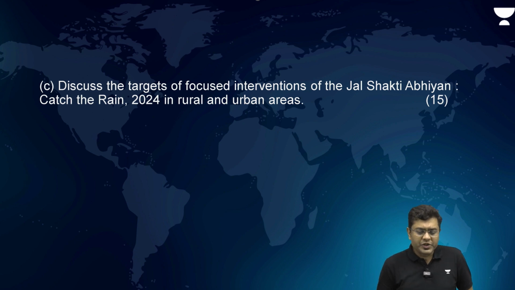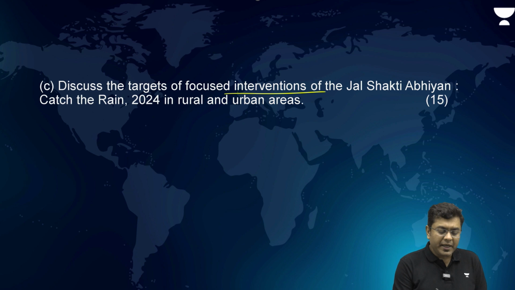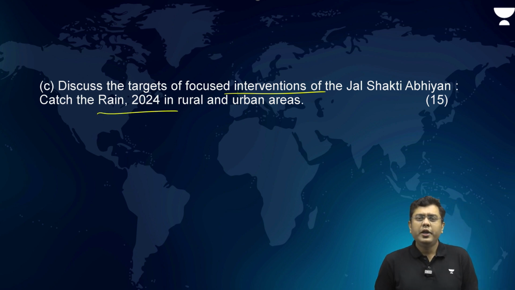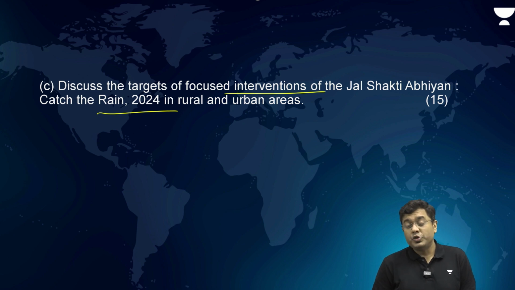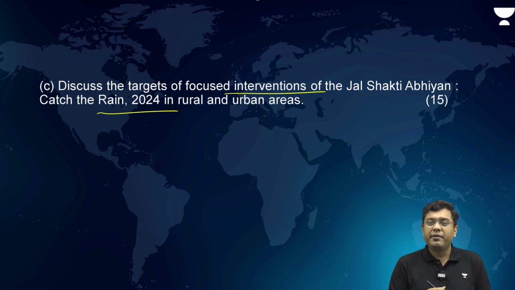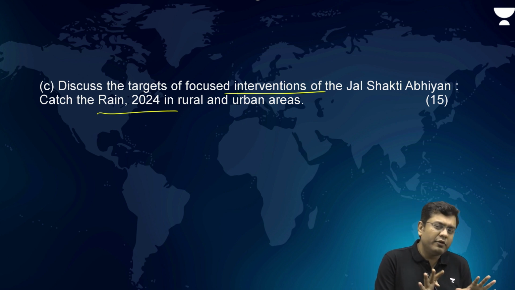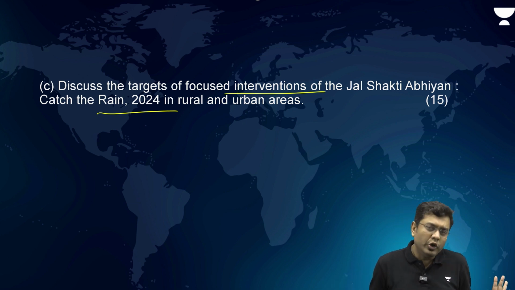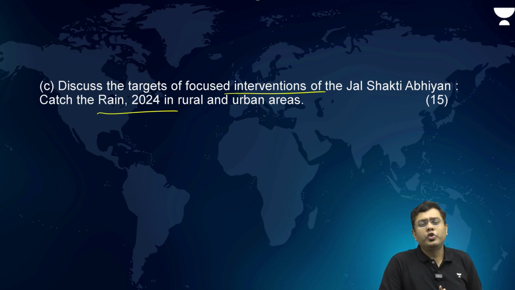Then this was a direct question, discuss the targets of focused interventions of Jal Shakti Abhiyan, Catch the Rain 2024. So this talks about stormwater drains, integrated water management system, greater rainwater harvesting. So in case in this particular question you are not aware of the data pointers, you could ignore this. But if you have studied the scheme in detail, you should attempt this. So here you have to talk about what that Jal Shakti Abhiyan is about.